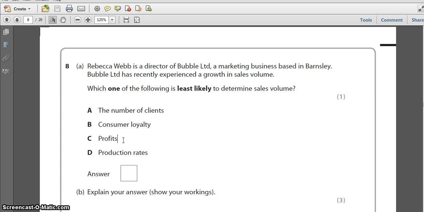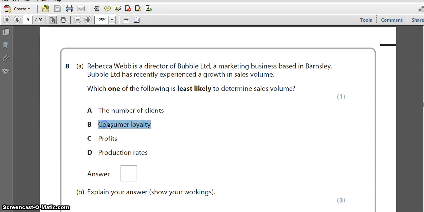Profits do not determine how many sales you have. Profits is something that a business has. It doesn't have an effect on how many sales you have. Therefore, the answer is C. What could we define here? We could define sales volume. Sales volume is the amount of sales, the amount of products that a business has sold. The answer is not profits, because profits does not have an effect on sales volume. It is a result of sales. So you get profits from sales. Profit doesn't cause sales to happen.